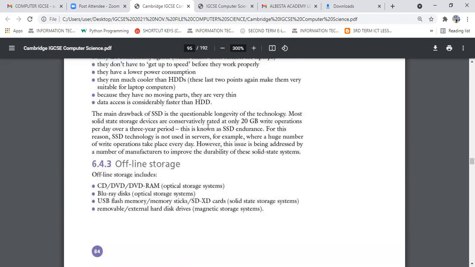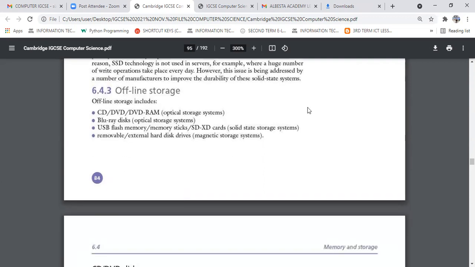The main drawback of SSD is the questionable longevity of the technology. So most solid state storage devices are conservatively rated at only 20 gigabytes write operation per day over a 3-year period. This is known as SSD endurance. For this reason, SSD technology is not used in servers, for example, where a huge number of write operations take place every day. However, this issue is being addressed by a number of manufacturers to improve the durability of these solid state systems.